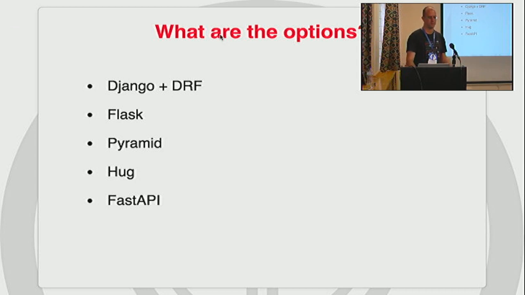So, with those things in mind, I looked at what are the current web frameworks I would pick. So I could stick with Django DRF. It's very productive. It works well for me. I've built some fantastic applications with it. It doesn't excite me. It doesn't fill my world with joy. So what are the other options?